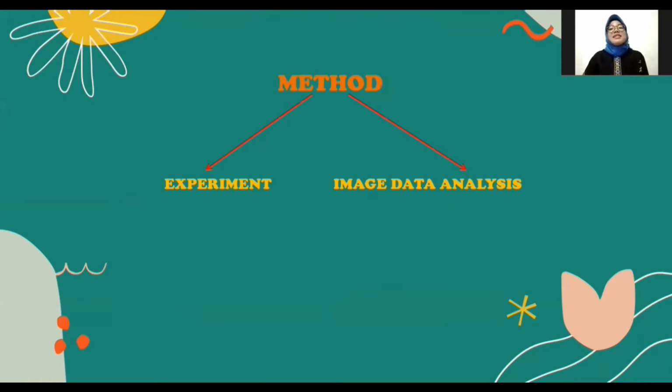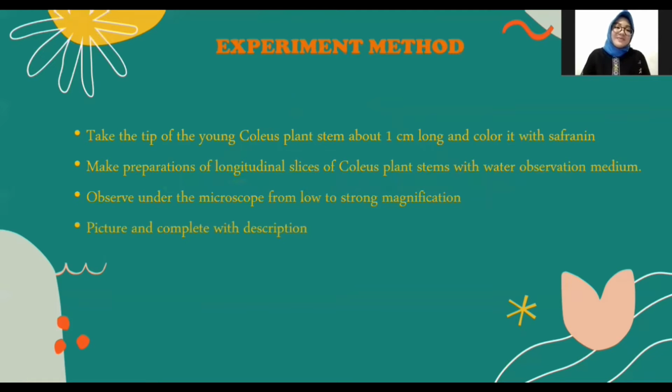Third is method. What method is used? In this practicum, I will explain 2 types of methods that can be done. The first method is experiment, and the second method is image data analysis. The first method on the next slide. Okay. The first is the experimental method.